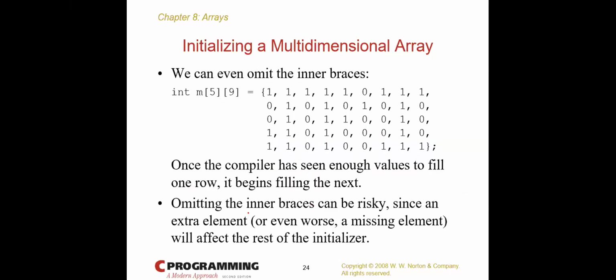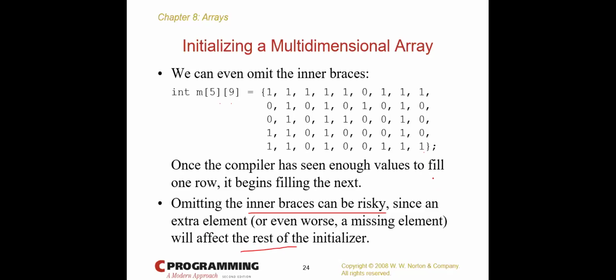Now you should be careful that omitting the inner braces can be risky because an extra element will affect the rest of the initializer. So if you put one extra element inside of it, 5 times 9 is 45. Instead of putting 45, if you put 46, your program will crash.